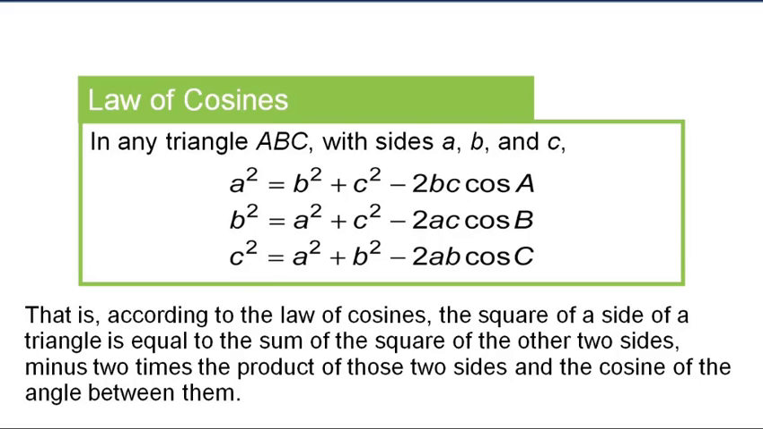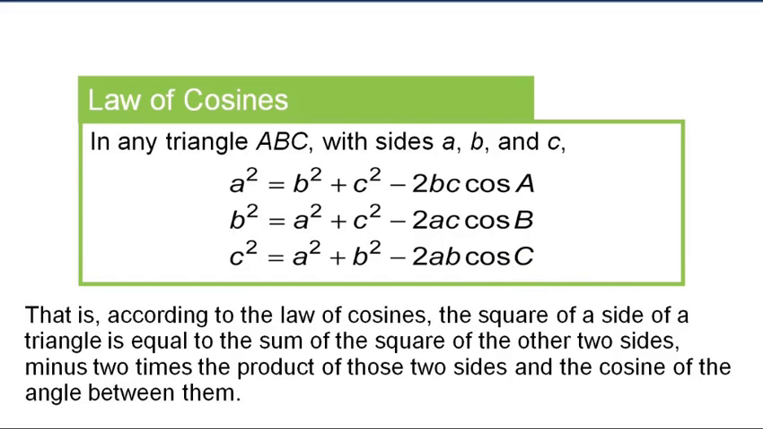So there are 3 different forms of the law of cosines, depending on which side you want solved for. Notice that each one of them is the side squared is equal to the sum of the squares of the other 2 sides minus twice the product of those 2 sides times the cosine of the angle between them. Okay? The sum of the squares of the other 2 sides minus twice the product of those 2 sides and the cosine of the angle between them every time.